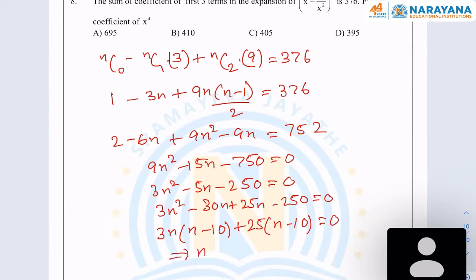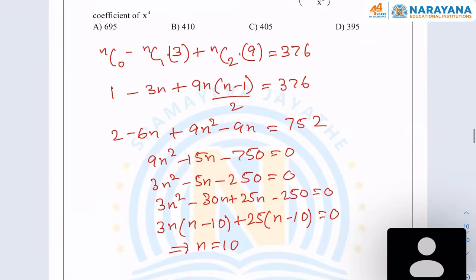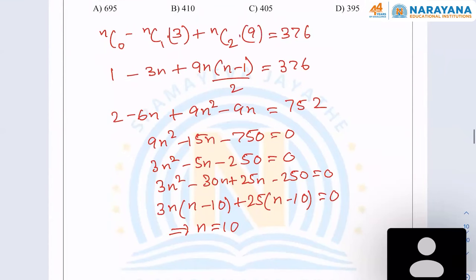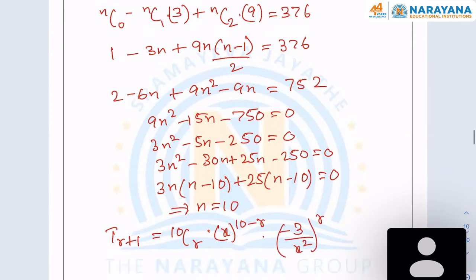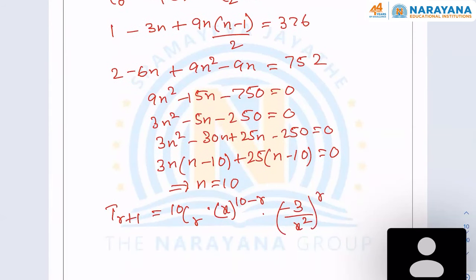That implies here the value of n is equal to 10. Now they're asking us to find the coefficient of x power 4. Coefficient of x power 4 means general term T(r+1) is equal to 10Cr into x power 10 minus r into (minus 3 by x square) whole power r. So the power of x is x power 10 minus 3r.